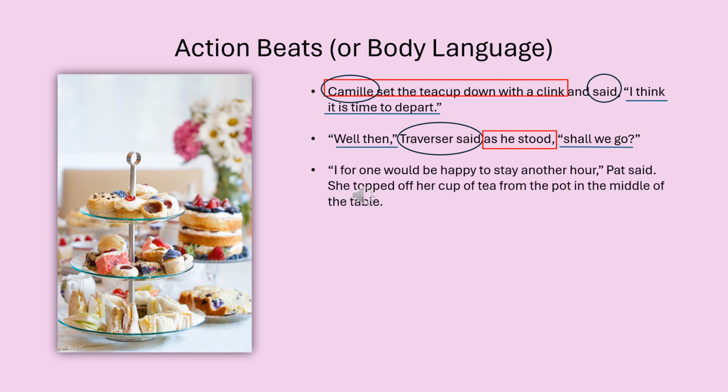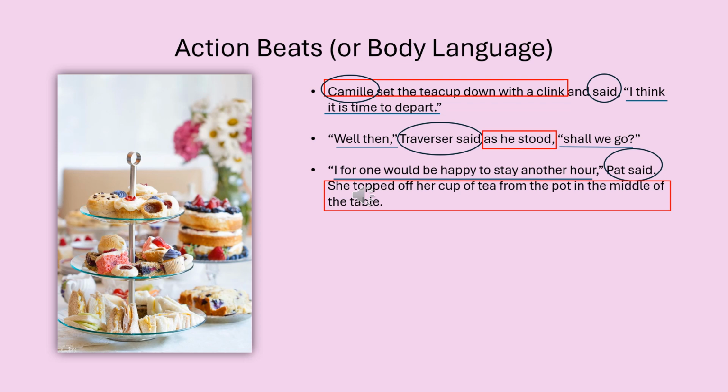Next, "I, for one, would be happy to stay another hour," Pat said. She topped off her cup of tea from the pot in the middle of the table. "I, for one, would be happy to stay another hour" is the dialogue. "Pat said" is our dialogue tag. And then instead of making the dialogue tag and the action beat all in one sentence, we've put a period here and done a new sentence, which is our action beat: "She topped off her cup of tea from the pot in the middle of the table." I've connected these two in the sense that they are in the same paragraph and it is the same actor doing them. Pat is saying and Pat is topping off her cup of tea, but they're not connected.